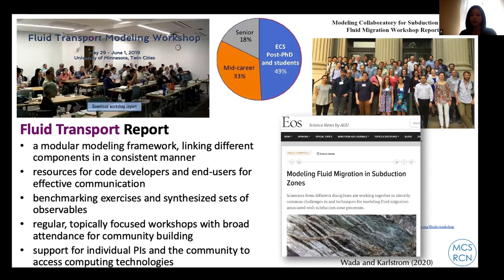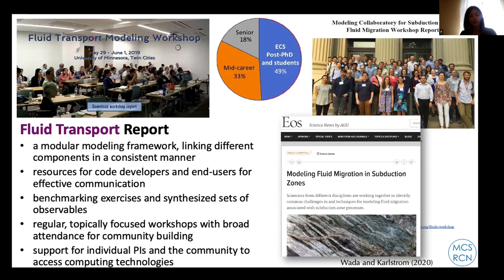We have been organizing 3 workshops. The first one focused on fluid transport, as fluids are really important components to many processes, including earthquakes and volcano systems. And so one of the things that came out of the workshop is that MCS can provide a modeling framework to link different components, and could be different groups studying different parts of the subduction system. But this needs to be done in a consistent manner to get meaningful results.